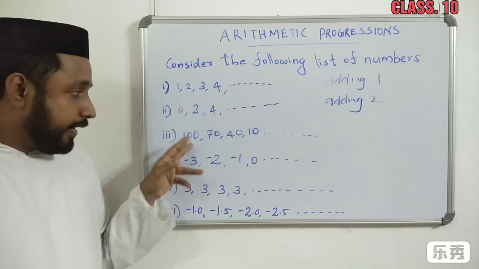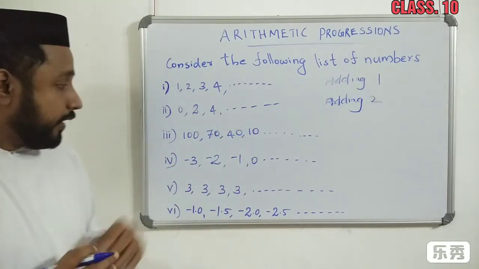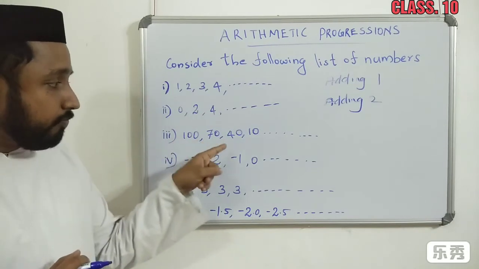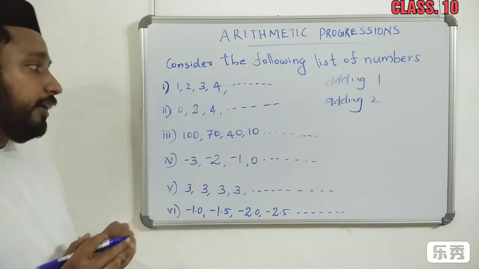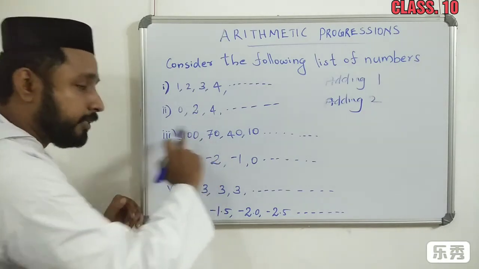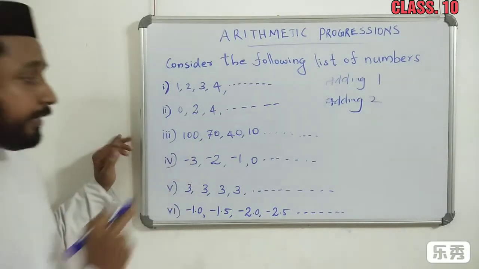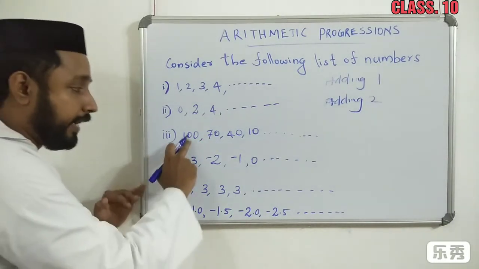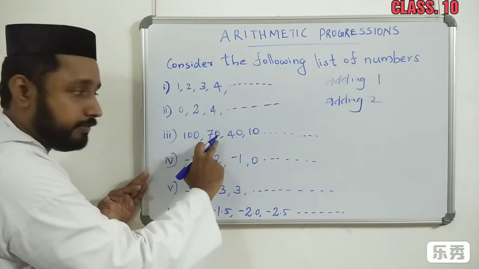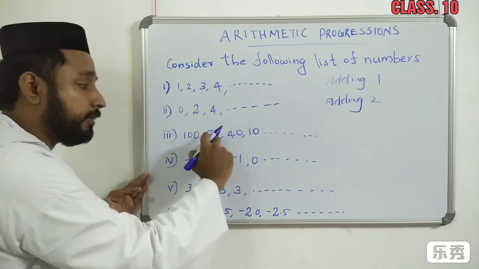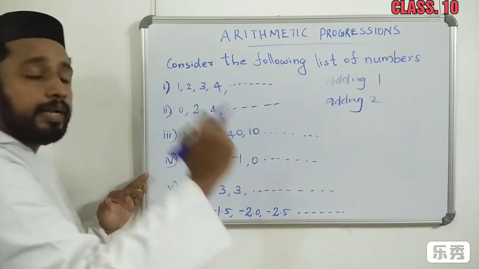Here, 100, 70, 40, 10, etc. So here also, how is each term obtained? By subtracting 30 from the preceding term. When we subtract 30 from 100, we get 70. Subtracting 30 from 70, we get 40. And subtracting 30 from 40, we get 10, and so on.